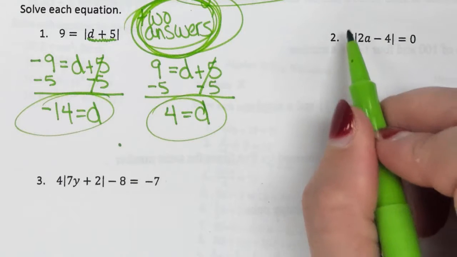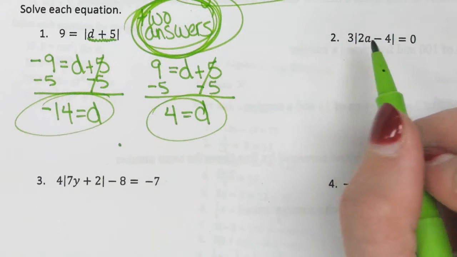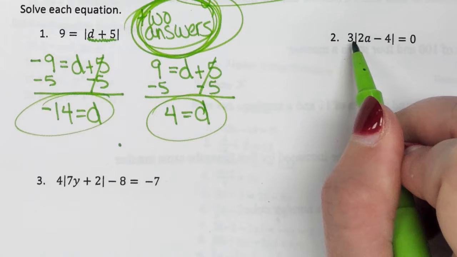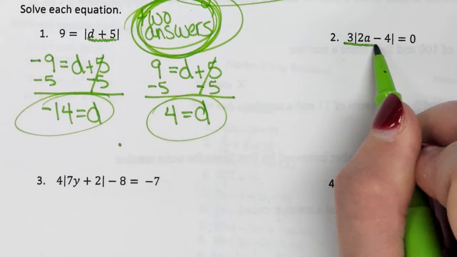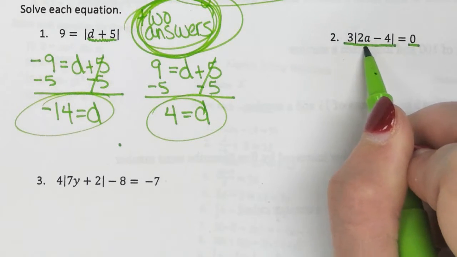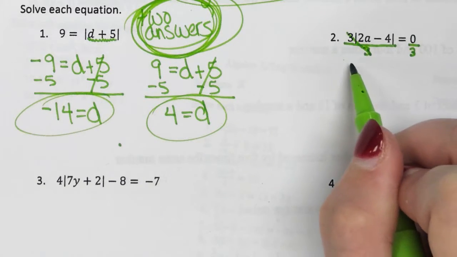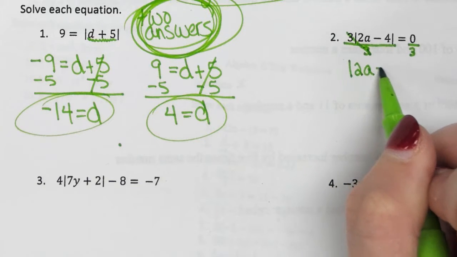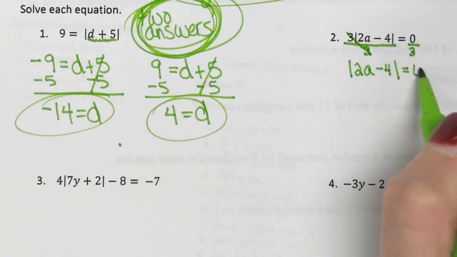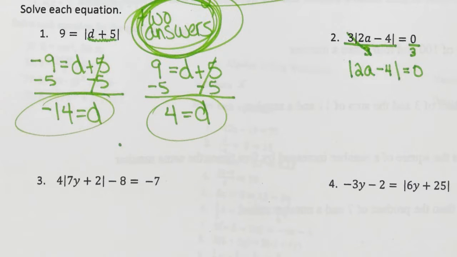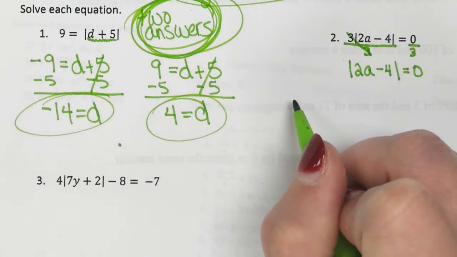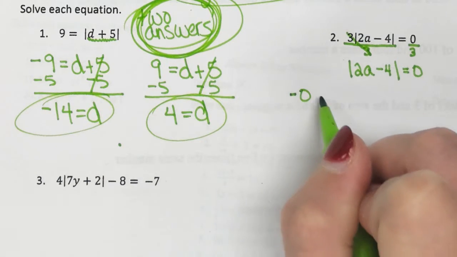You have to get the absolute values by itself first. So how do I get rid of this little guy right here? You divide because you're multiplying, right? What's 0 divided by 3? It's still 0, right? All right. Do I have anything in front of the absolute values now? No. So how many answers am I going to get? 2, right?